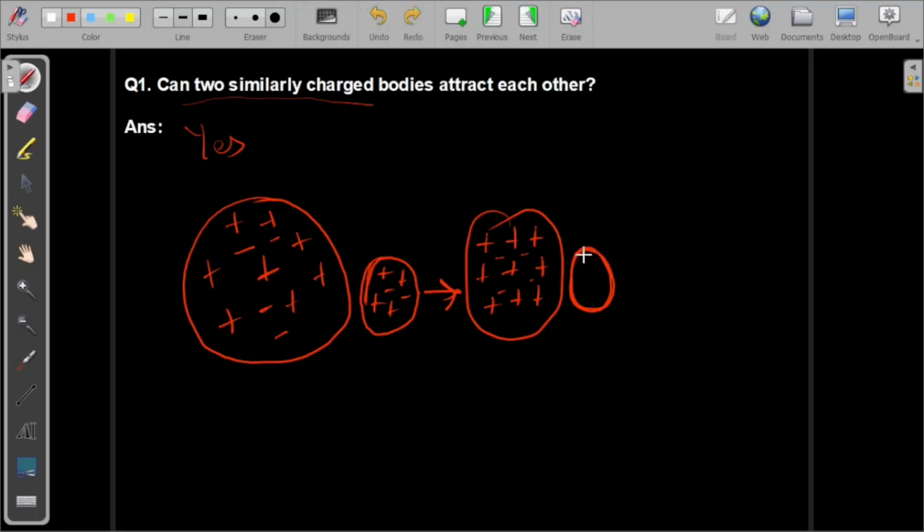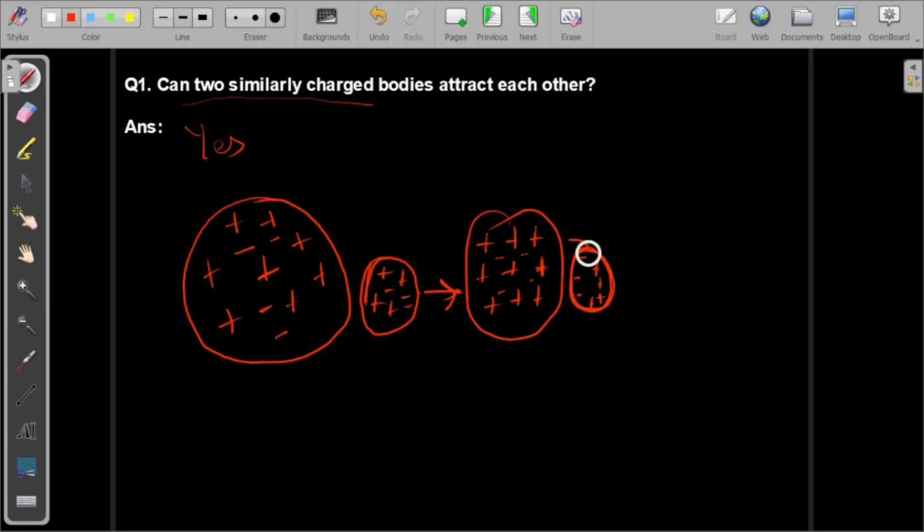Negative charges will be induced on this side. How many negative charges are there here? Two negative charges. Suppose three negative charges. Then what will happen? Negative charges will be induced on this side, and positive charges will be repelled by these charges. These positive charges will come to this side, and the negative charges will come to this side.